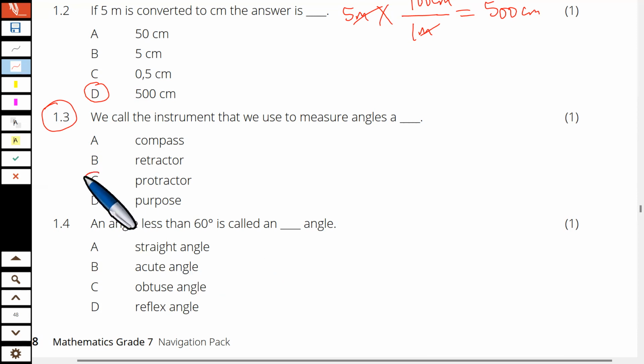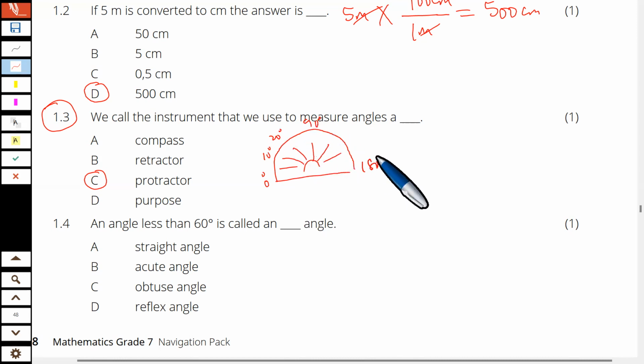All right, it's called a protractor. A protractor is like this, and then it has something here, like the sun. Then here you have 0 degrees, and then here you have 10 degrees, and then 20 degrees, and then 90 degrees, and then 180 degrees. It's like a ruler, you know, but it's curved like this. That is called a protractor.